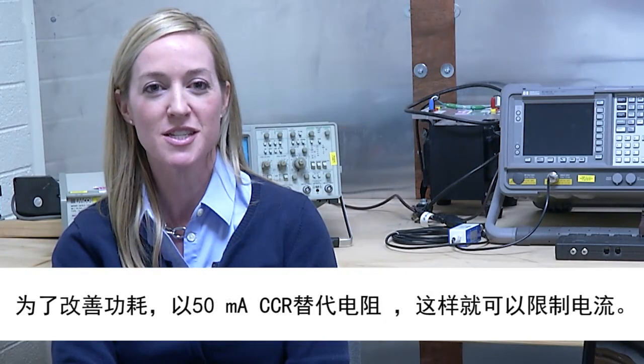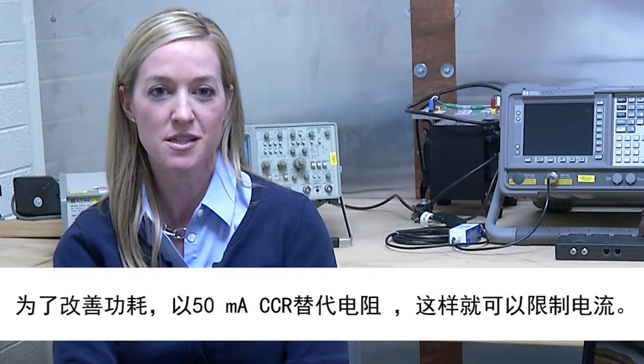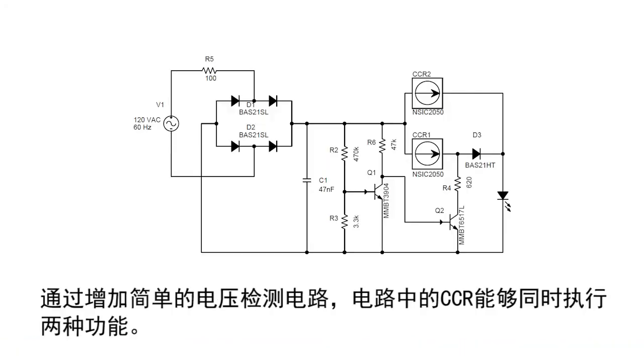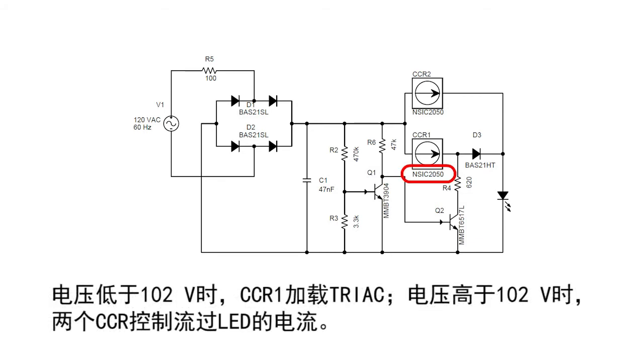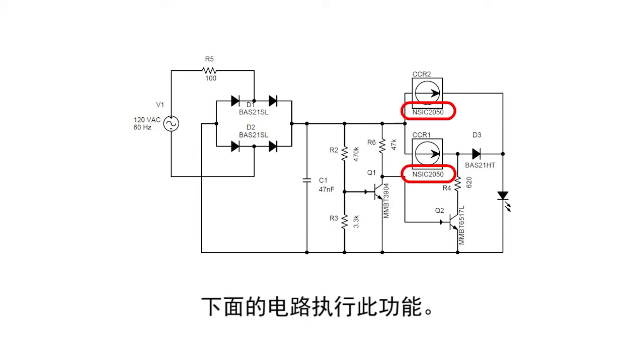To improve this, the resistor is replaced with a 50 milliamp CCR. By adding a simple voltage detection circuit, the CCR in the circuit can perform both functions. Below 102 volts, CCR1 loads the triac, and above 102 volts, both CCRs control the current through the LEDs. The circuit below performs this function.